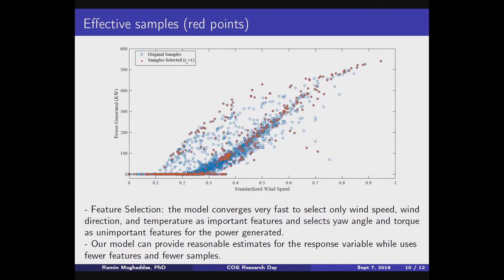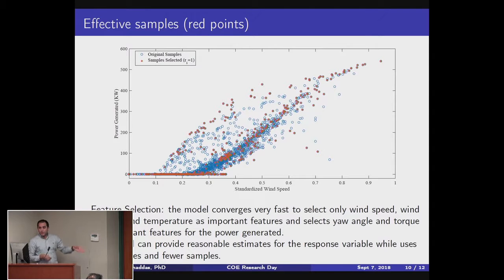You can see all these points. This is a typical S-curve, wind speed versus power generated, right? And all these points are the points in the training set, just a subset of points. And you can see those red points are the points that are actually selected finally as effective sample points. When you're dealing with a large scale data set, you don't really have to use all those points. And again, remember, these points are selected by the model, right? So we are basically decreasing the size of the training set, which is an important factor for computational purposes.